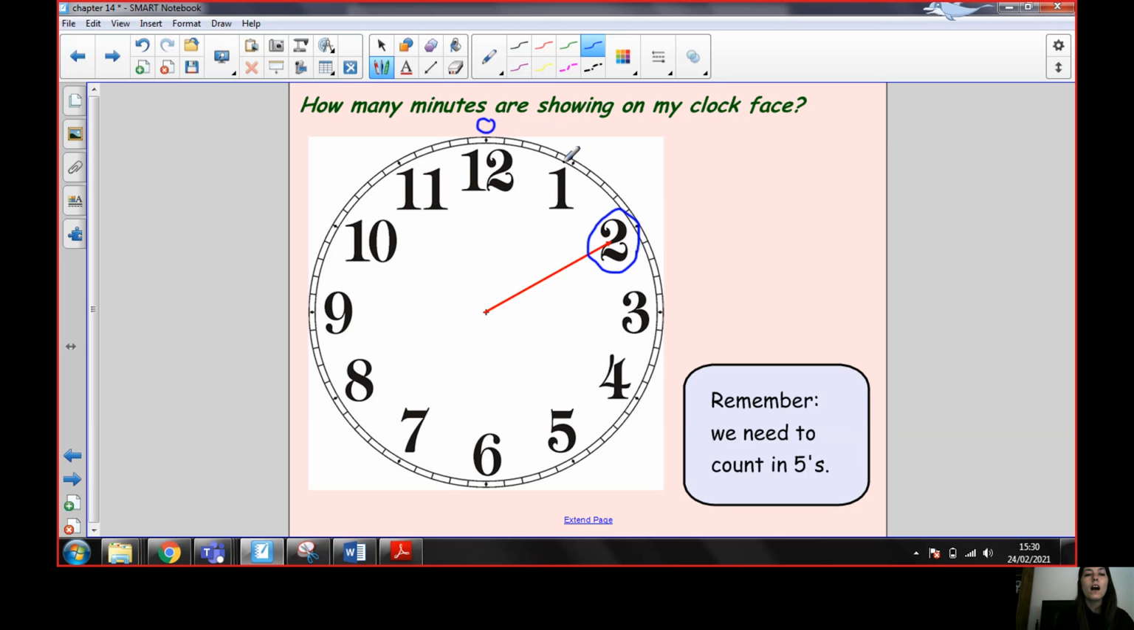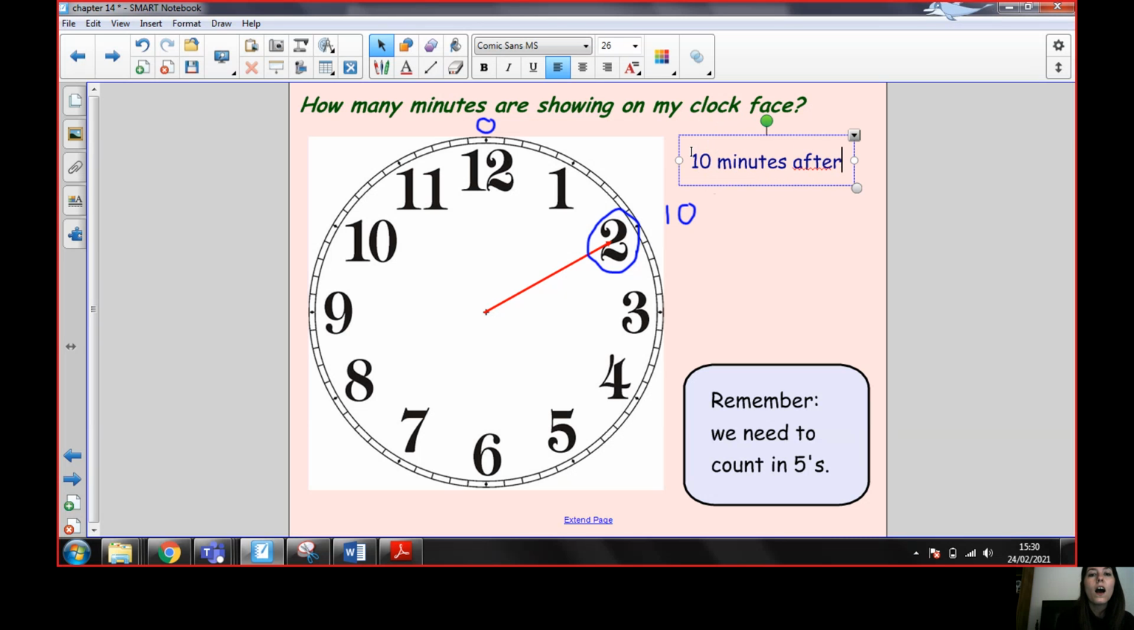0, 5. What's this one? It must be 10. So if we counted in fives, 5, 10, when the minute hand points to a 2, it means 10 minutes after. Can you say that with me? 10 minutes after. When it points to the 2, it means 10 minutes after, because 2 times 5 is 10. 2 lots of 5 minutes have passed.